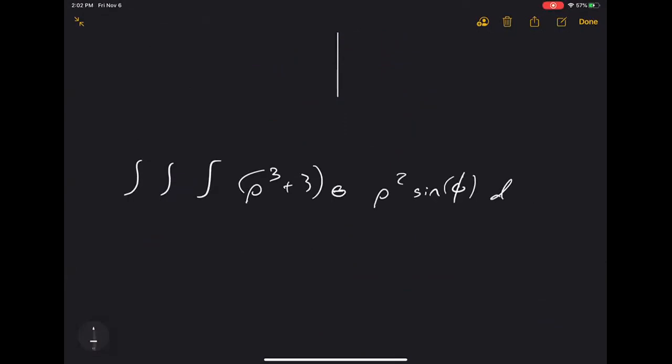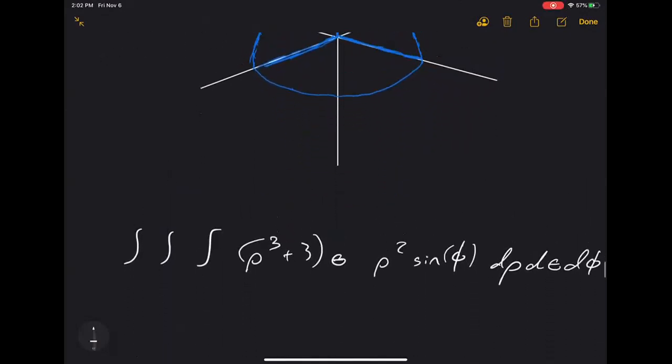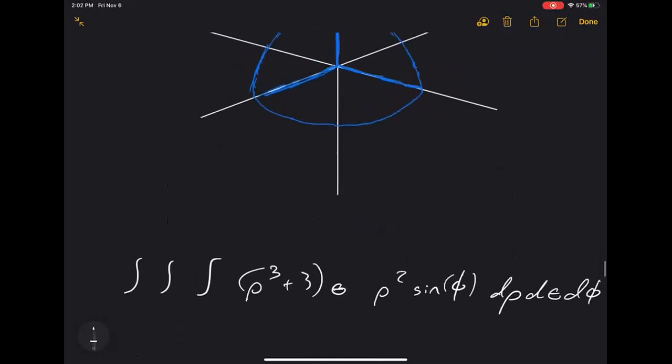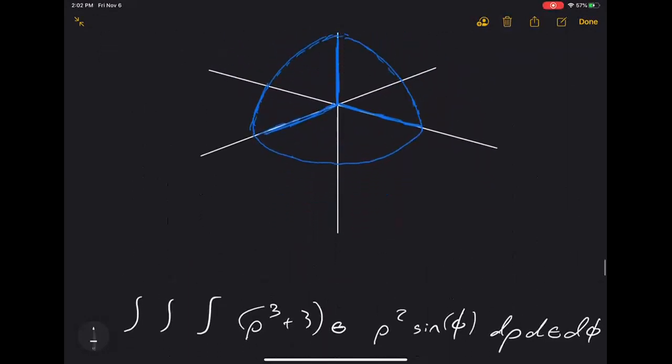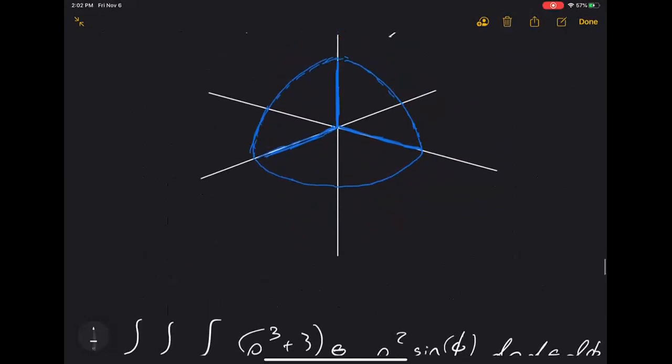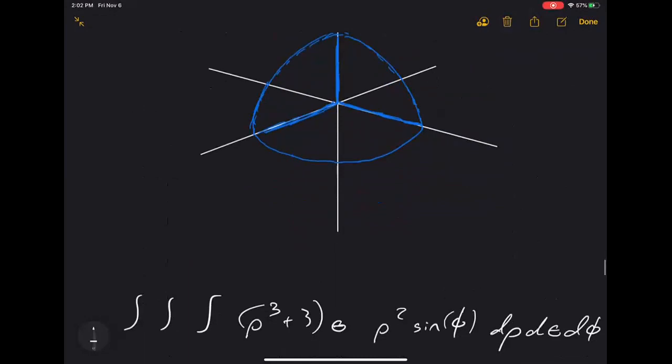Then I have my d rho, d theta, d phi. Okay, so that's my integrand. What are my bounds for my integral? When we're finding these bounds, we really just have to look at the region and think about it in spherical coordinates. So what are the bounds of this region? All these bounds are going to be constants for this integral.